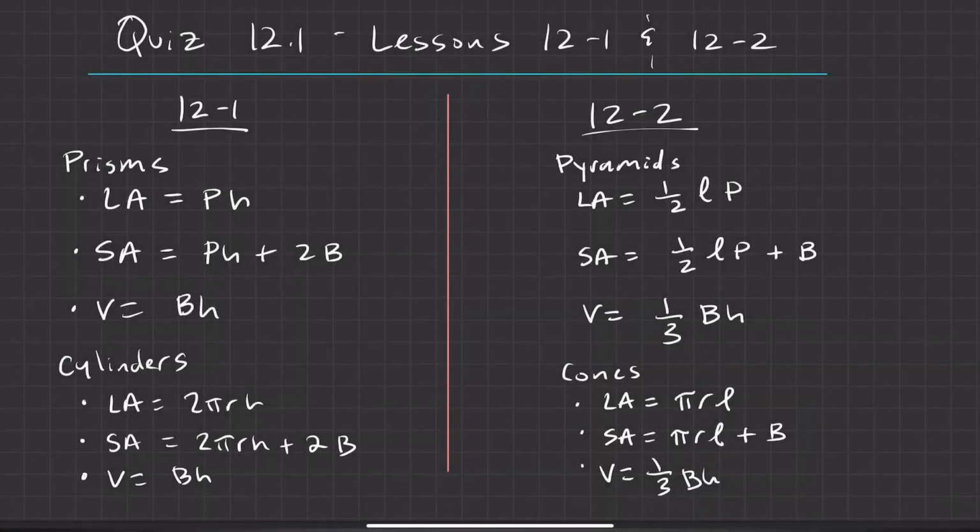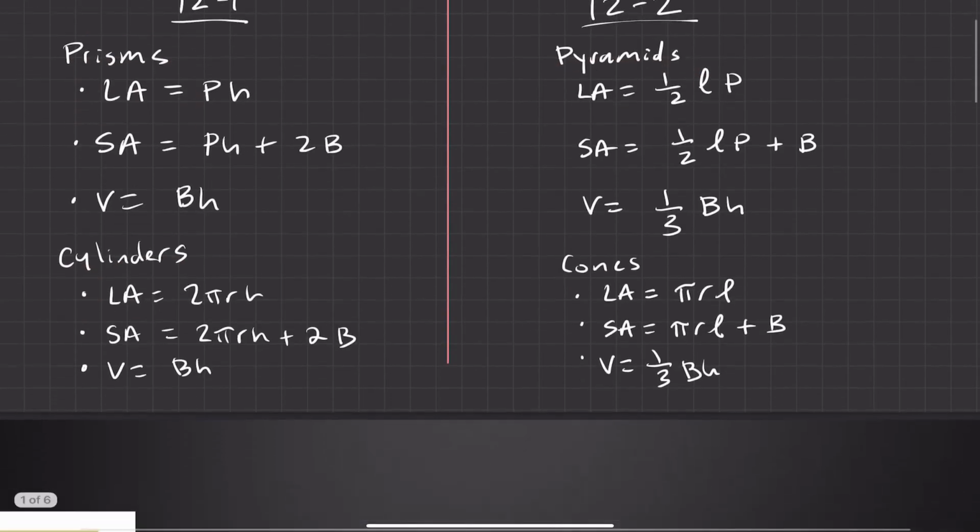Hey y'all, today I want to go ahead and review for the solo quiz 12.1, which will cover lessons 12.1 and 12.2. 12.1 deals with prisms and cylinders, and 12.2 deals with pyramids and cones. So we're going to go ahead and look at some examples here.